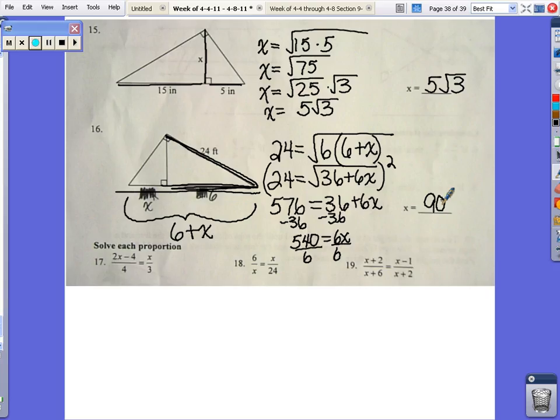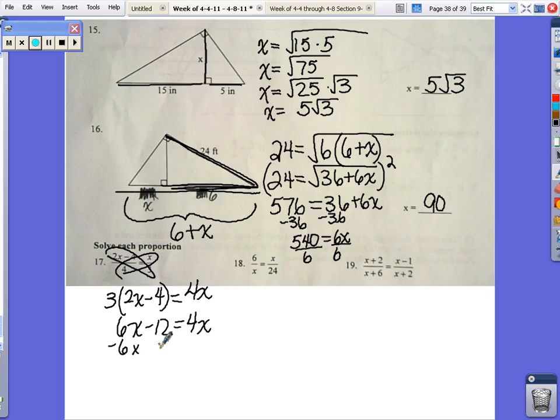All right, 17 through 19 is just cross-multiplying and solving the equation. So I have to multiply the 3 times the 2x minus 4. Again, I am going to have to distribute. 4 times x is 4x. Distribute, I'm left with 6x minus 12 equals 4x. Subtract 6x from both sides. I'm left with negative 12 equals negative 2x. Divide both sides by negative 2, and x equals 6.